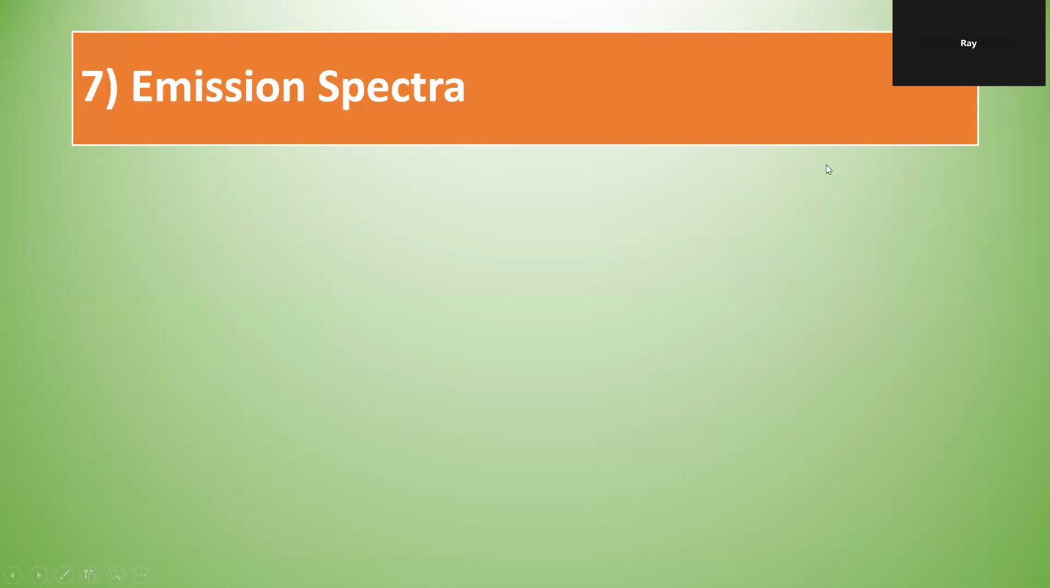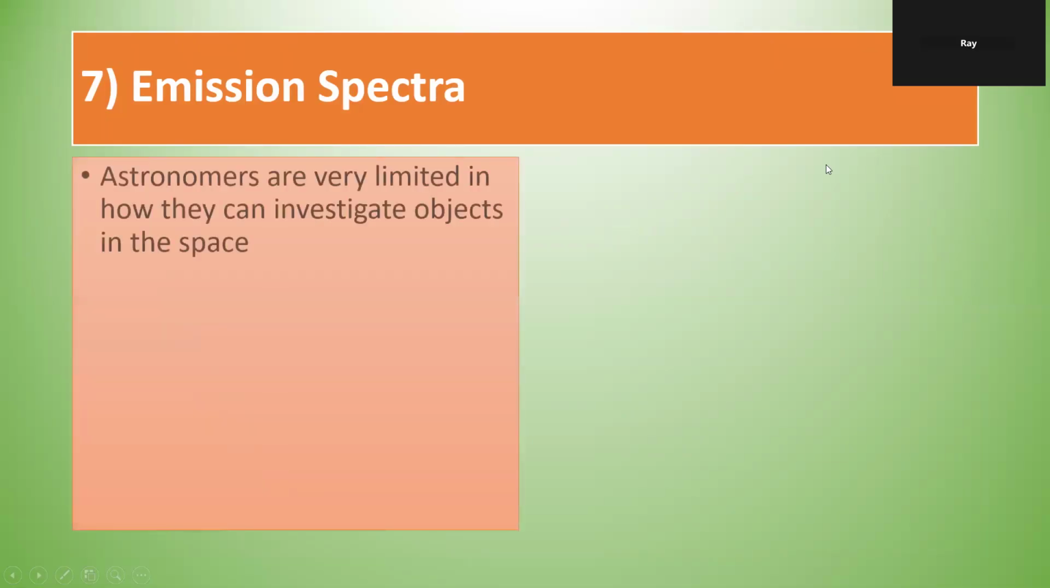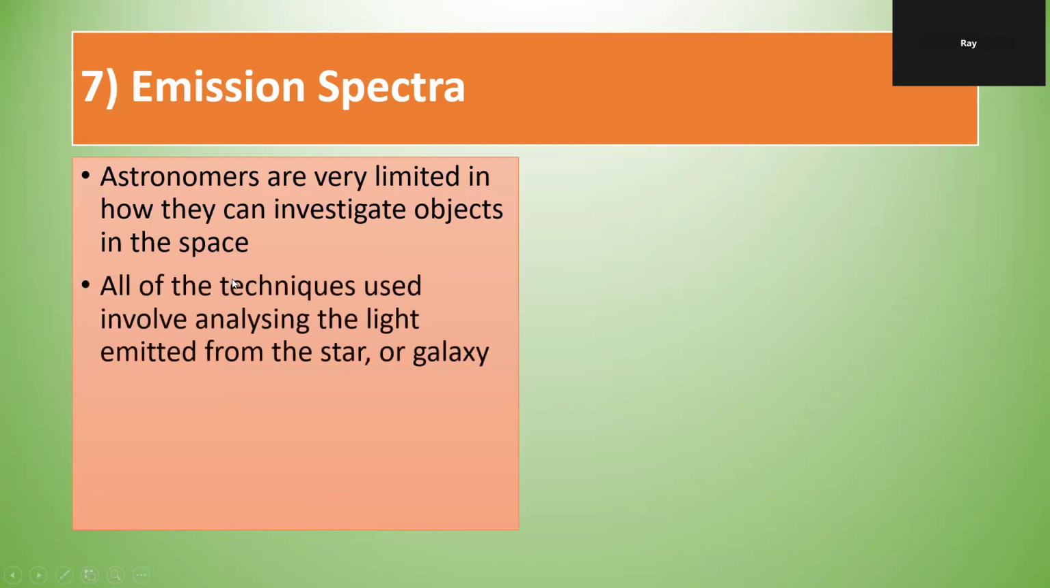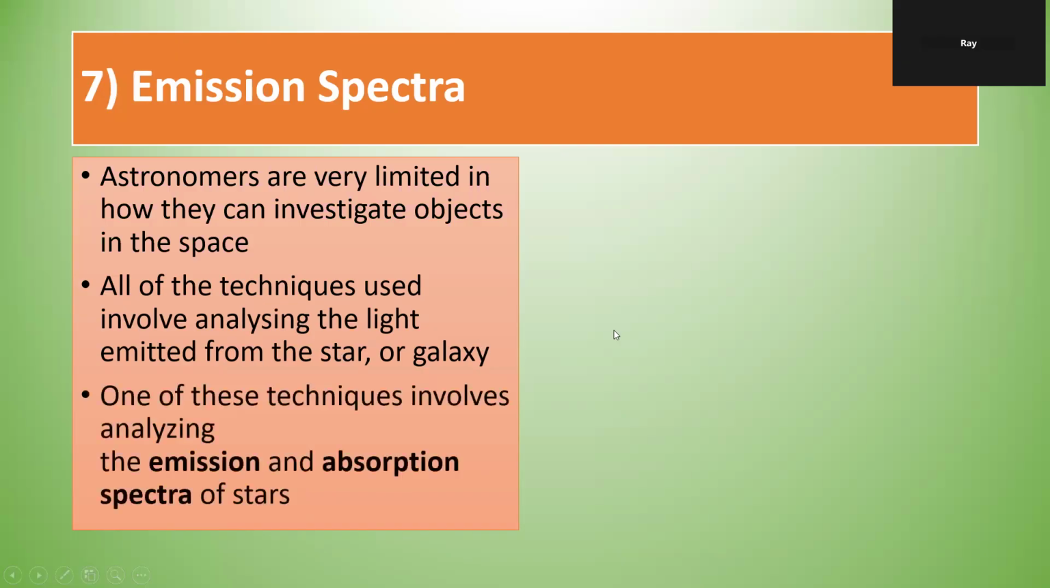Okay, emission spectra. Astronomers are very limited in how they can investigate objects in space. All of the techniques used involve analyzing the light emitted from the star or galaxy. We can only analyze the light emitted from the star or galaxy. We cannot go to the star or the galaxy. One of the techniques involves analyzing emission and absorption spectra of stars.